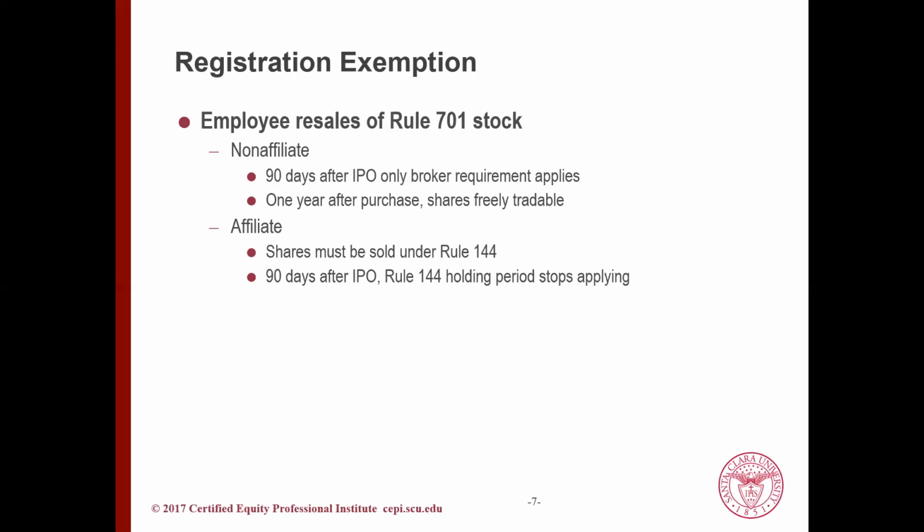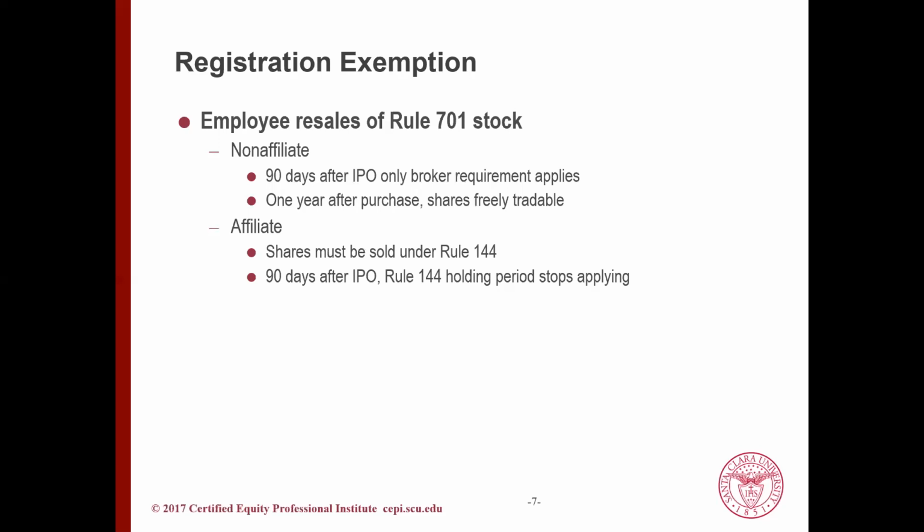And then 90 days after the IPO, the Rule 144 holding period stops applying, but they still have to file the Rule 144 form and that type of thing. And that's, as I said when we were talking about the Rule 144 exemption from registration, there are two parts to Rule 144. There's one, the exemption from registration, and then there's two, sales done by affiliates.